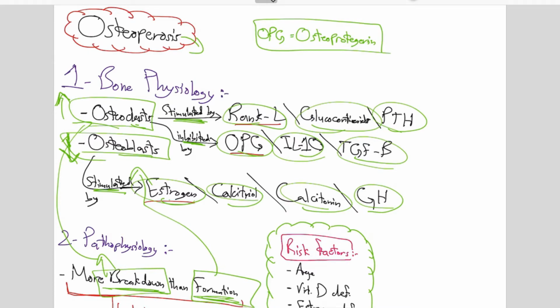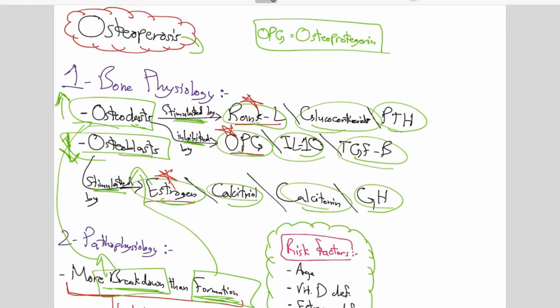Of course, breakdown and formation are both important for the bone. If you have more of one than the other, that means you have lost the homeostasis that keeps the bone as it is. So for osteoporosis, the loss of homeostasis is simply when we have more breakdown than formation, so more osteoclasts than osteoblasts. Most importantly, we need to focus on RANK-L, OPG, and estrogen. These three things that help stimulate or inhibit osteoblasts and osteoclasts are going to play a major role in how osteoporosis occurs.